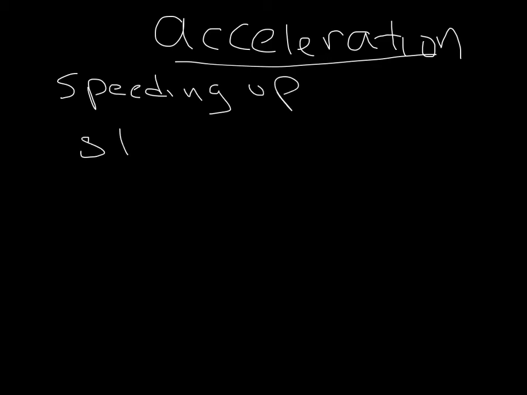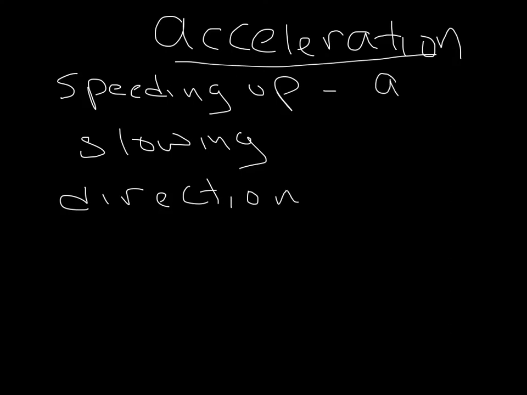Acceleration. An object that is changing its velocity is accelerating. So what are three controls in an automobile that cause it to accelerate? Remember, it's speeding up, it's slowing down, and changing direction. So what are the three controls in an automobile? Speeding up would be your accelerator. Slowing down, your brakes. And direction would be your steering wheel.